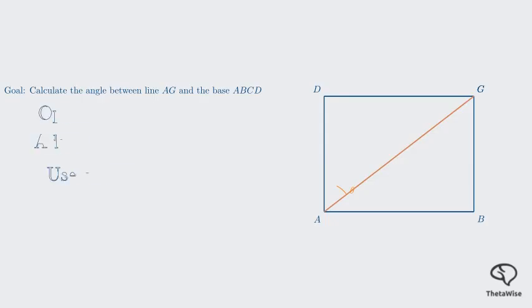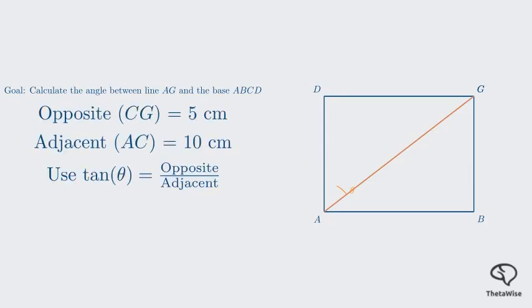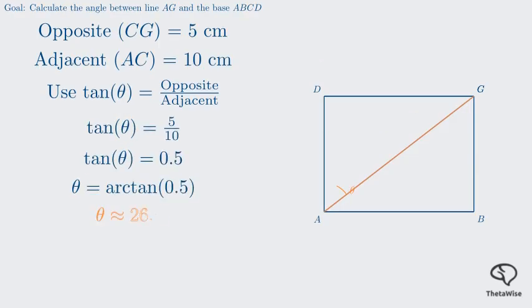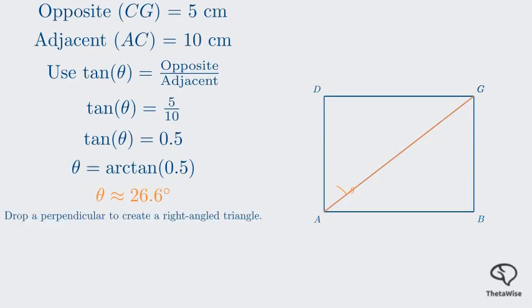We already know the lengths from our previous step. The height CG is 5 centimeters, and the base diagonal AC is 10 centimeters. We have a right-angled triangle ACG. To find the angle, we use the inverse tangent function. Using your calculator, this gives us an angle of approximately 26.6 degrees. Remember the key rule: to find the angle between a line and a plane, drop a perpendicular line from the end of the line to the plane to create a right-angled triangle.